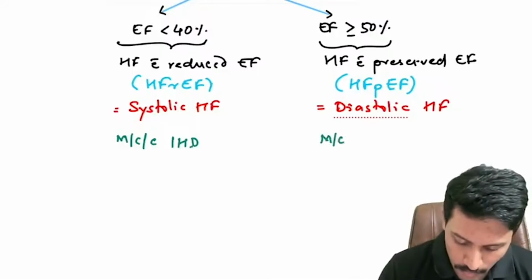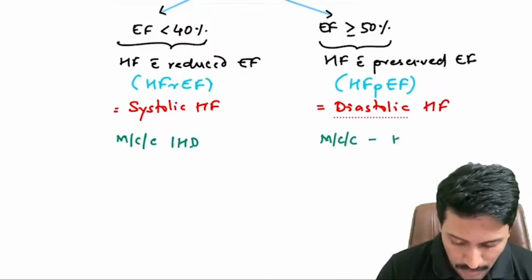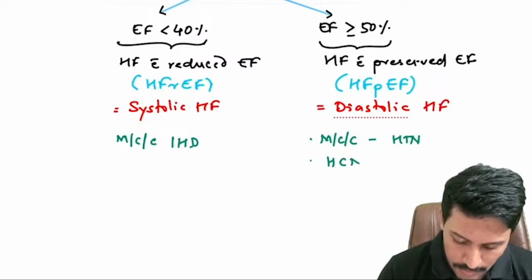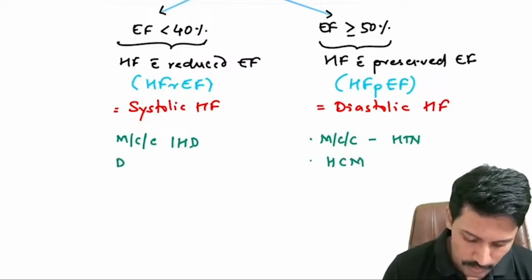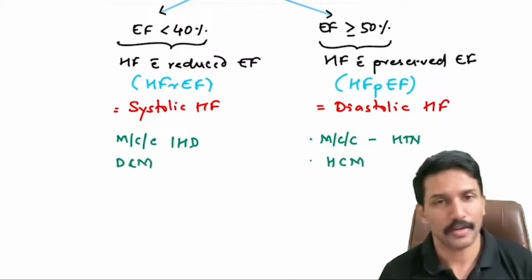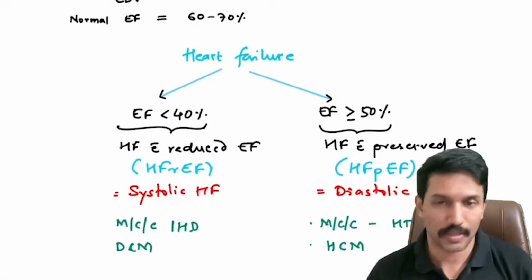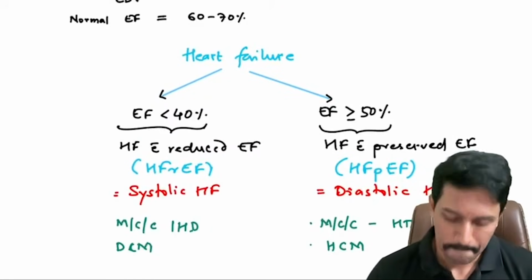The most common cause for diastolic heart failure is hypertension. The other cause for diastolic heart failure is hypertrophic cardiomyopathy. The other cause for systolic heart failure is dilated cardiomyopathy, right? So these are methods of classifying the heart failure.